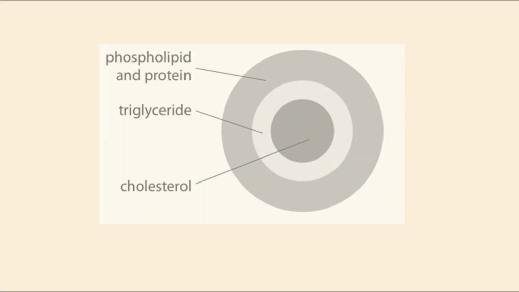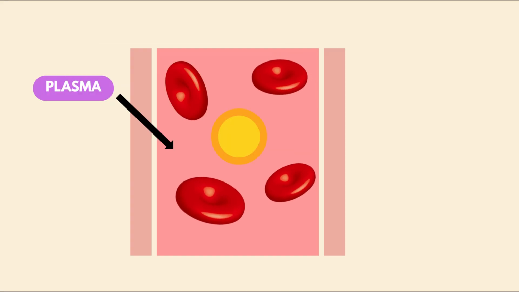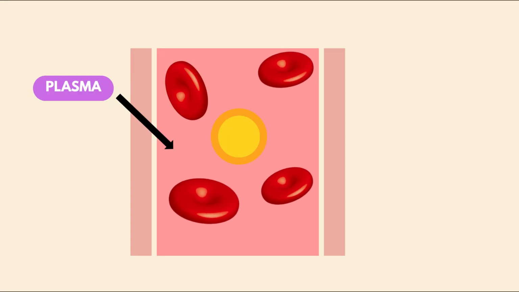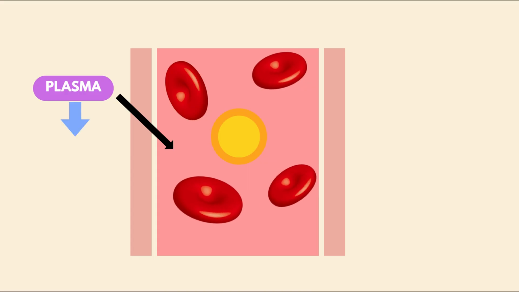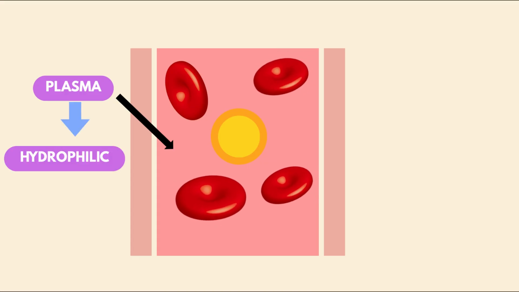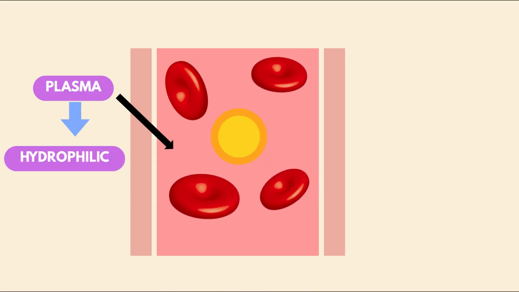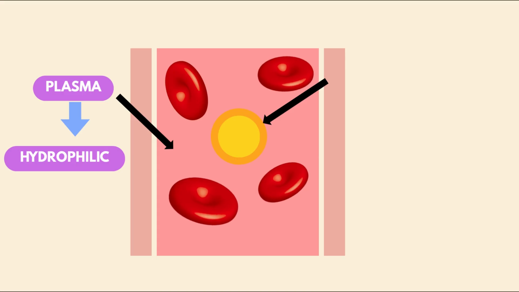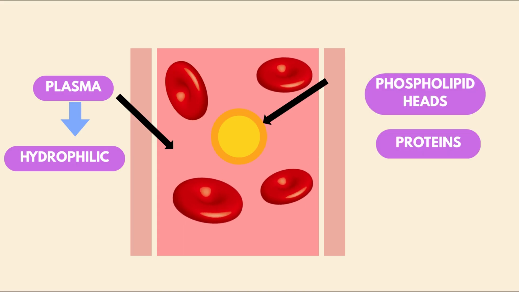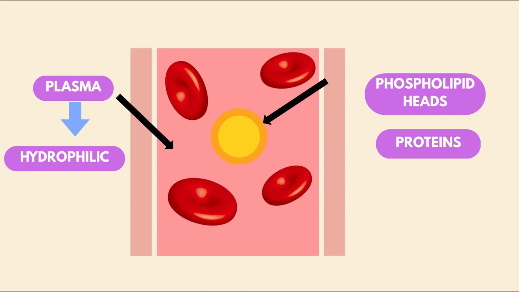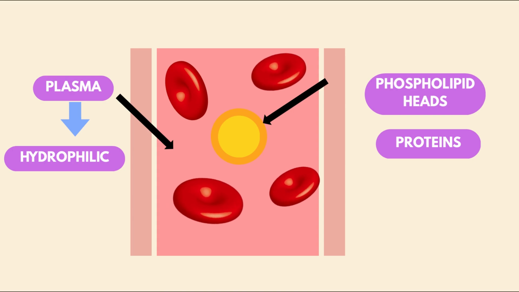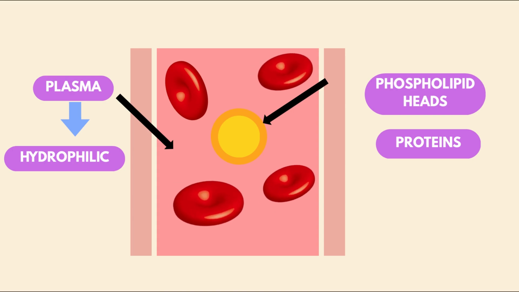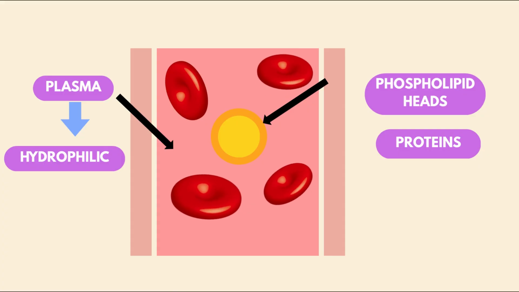So they must be able to dissolve in blood plasma. This is the first thing you need to remember. Blood plasma is hydrophilic since it contains water. If you look at the outer part of LDL, it has phospholipids and proteins. The phospholipid heads are hydrophilic and proteins are also hydrophilic. So this allows LDL to dissolve and move in the blood plasma.